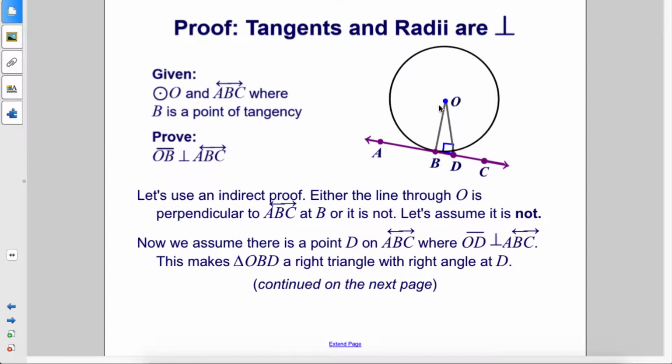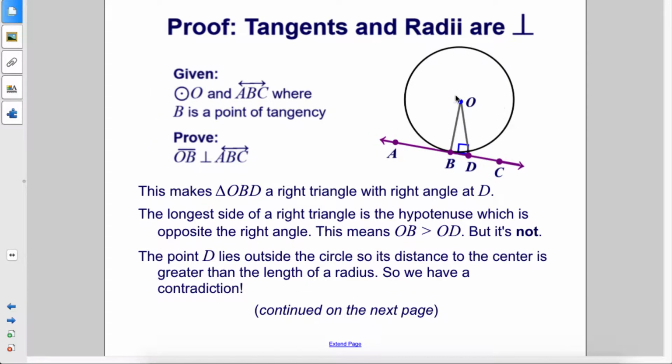Either the line through O is perpendicular to line ABC at B or it's not. Let's assume it's not. Now we assume there's a point D on line ABC where OD is perpendicular to ABC. This makes triangle OBD a right triangle with right angle at D. The longest side of a right triangle is the hypotenuse, which is opposite the right angle. This means OB is greater than OD, but it's not.